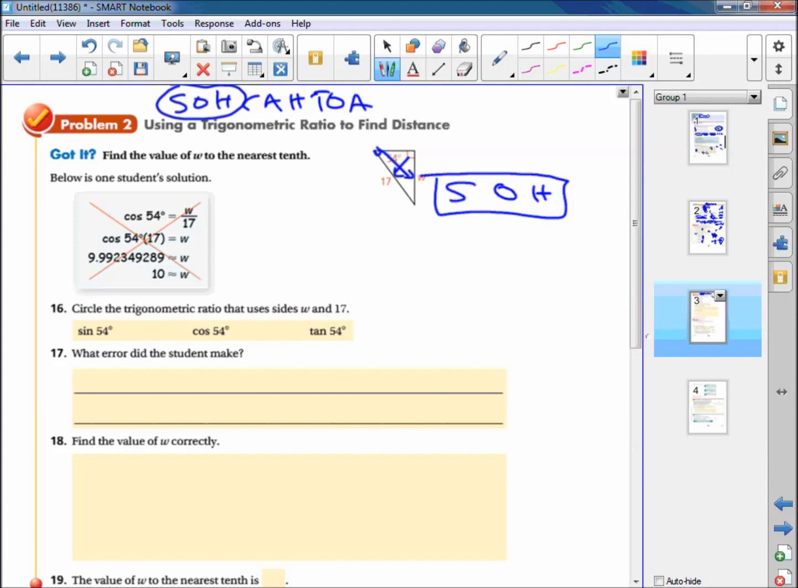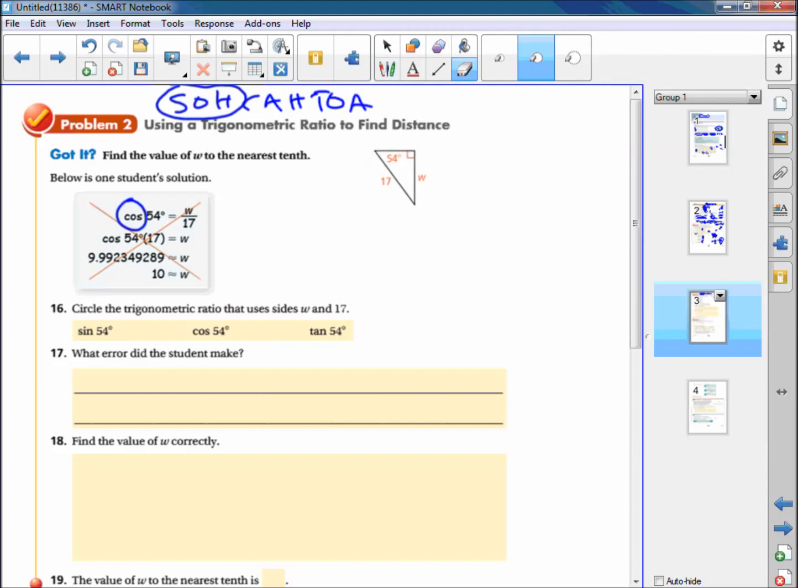All right. So below is the student solution here. Did they use sine? No, they used cosine. So that's what's wrong with this. So circle the trigonometric ratio that uses sides W and 17. So one more time, I'll erase it up here. W is opposite of 54, so we're going to be using the opposite. And 17 is the hypotenuse of the triangle, so we're using the hypotenuse. And sine goes with opposite and hypotenuse.